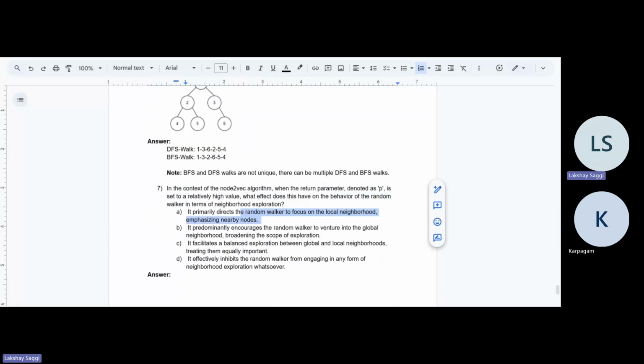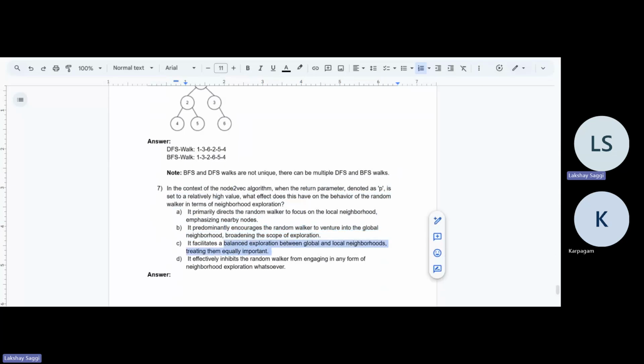So this is not correct. Actually, a higher value of P focuses on far away nodes. It predominantly encourages the random walker to venture into the global neighborhood, broadening the scope of exploration. So this is what's happening. It ventures into nodes which are far away from the source node, and that's why you are venturing into the global neighborhood rather than the local neighborhood.